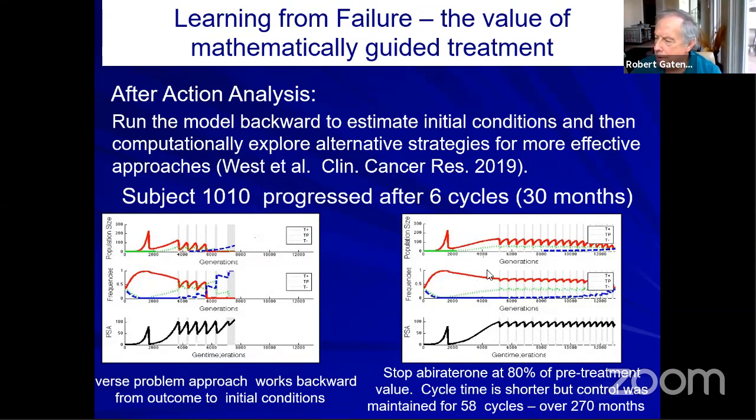And so what we found was that although we had much shorter cycles, we could actually maintain the patient, in this case for 58 cycles, 270 months, really essentially his lifetime. Since prostate cancer is a disease of elderly men, having it under control for 20 years more or less guarantees that they will die of something else.